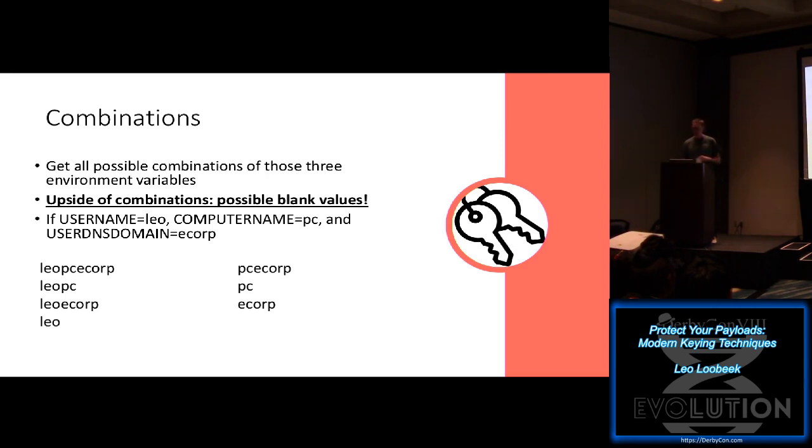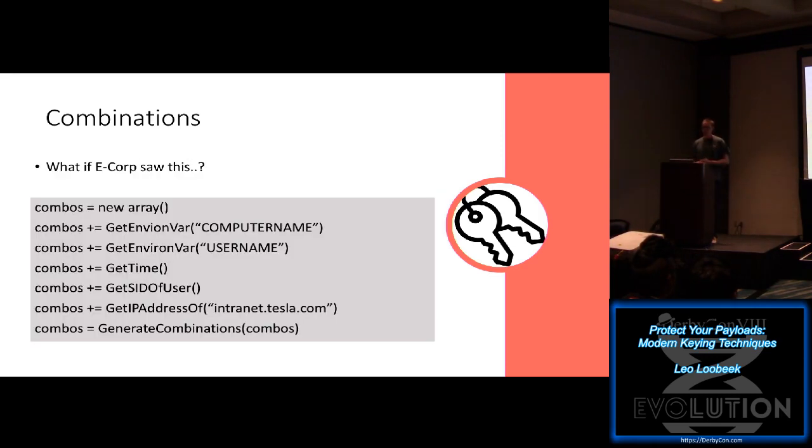And this is a really, really bad example. But if eCorp saw a payload that was encrypted with two environmental variables, getting the time, getting the SID of the user, and getting the IP address of some host name, you're basically sending them on an Easter egg hunt, because they're going to have to track down all those things to hopefully decrypt the payload, when really the attacker just knew the username and the SID of the user and only used that to decrypt. On top of that, you can just throw in a bunch of bogus information. I mean, we're getting the host name of internet.tesla.com, so maybe E-Corp would be like, well, maybe this target wasn't even for us. We don't have that host here. Maybe they're targeting Tesla.